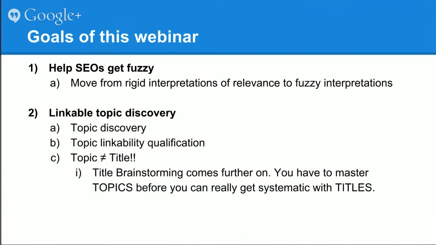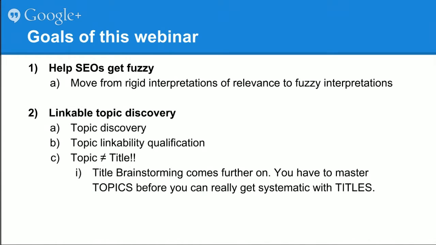So here are our goals. Number one, we want to help you guys get fuzzy, right? Not warm and fuzzy, but logically fuzzy. So we're going to move from rigid interpretations of relevance into fuzzy interpretations. And listen, this is where the links live. You have to get fuzzy in order to intersect your website with the topics that are actually linkable. So that's our number one goal.